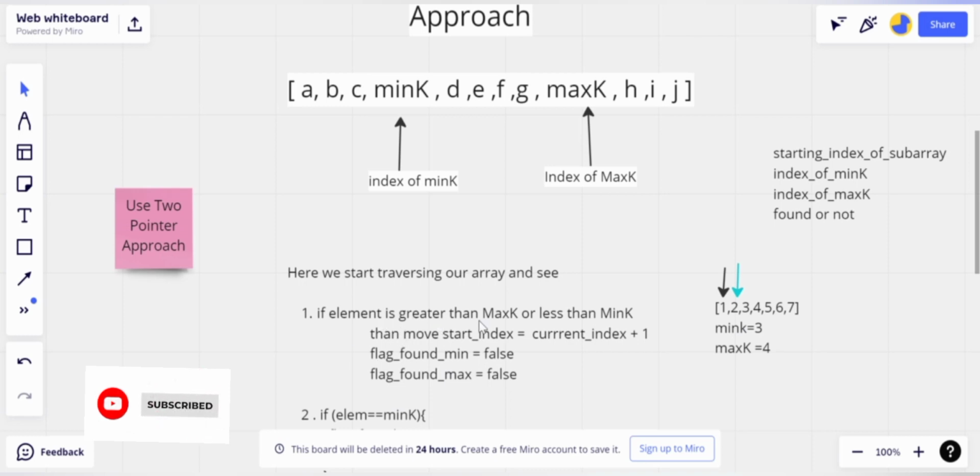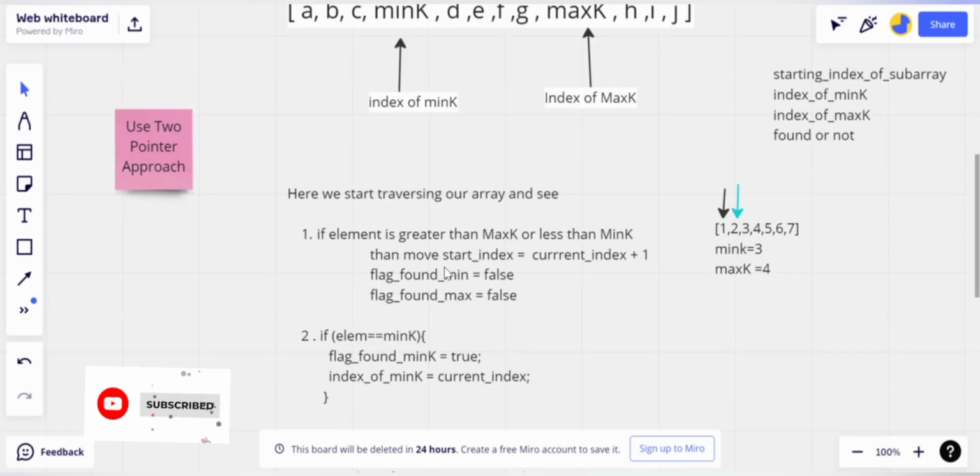If your element is greater than max k or less than min k, then move your starting index to current index plus 1 and mark both flags false, because none of the elements found earlier than this index are useful. So make this false, meaning you never found any min or max, because you cannot start your subarray from here, you cannot include these elements.